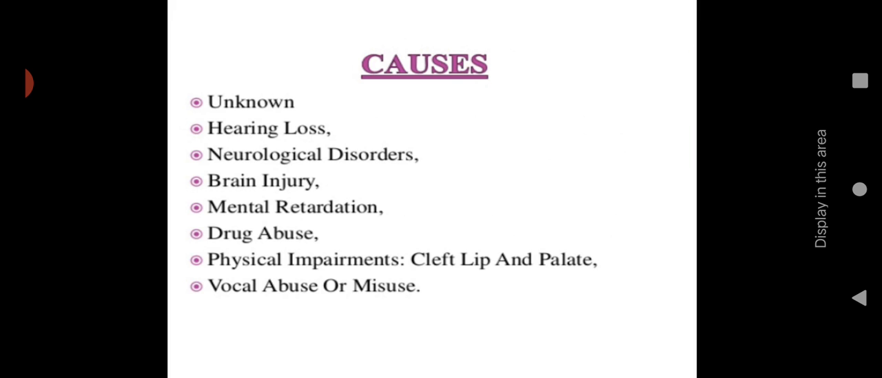The neurologic disorders, any trauma or any defect in the brain or nerves. Then brain injury. Then mental retardation, if your brain is not fully developed. Then drug abuse, due to abuse or use of drugs. Then physical impairments like cleft lip and palate, because the palate and lip are both very important in producing sounds. If there is any cleft lip or cleft palate, that can lead to defects in speech. Then vocal abuse or misuse, if you use your voice excessively, or if there is some misuse of the voice, that can lead to speech disorders. So these are the common causes.